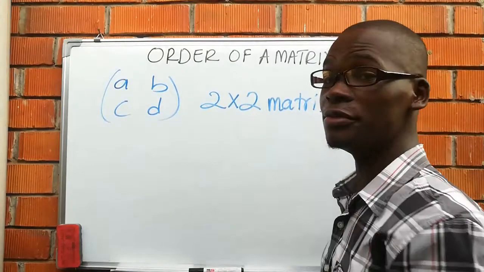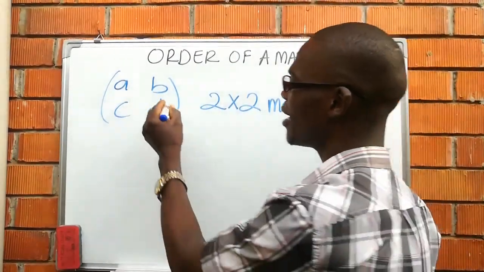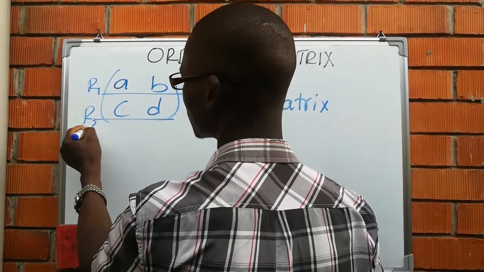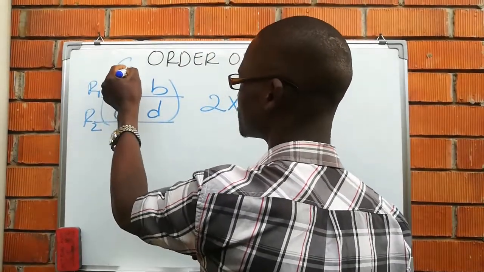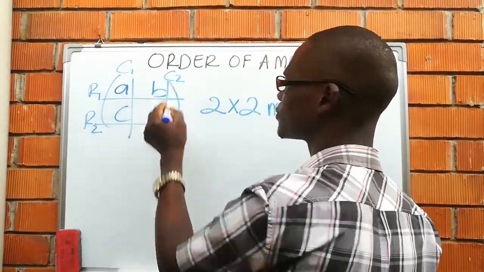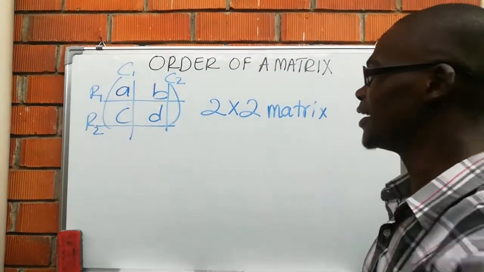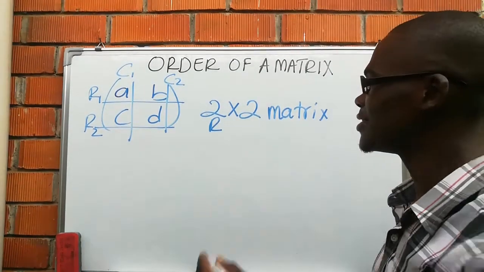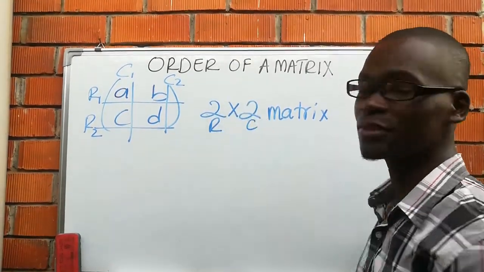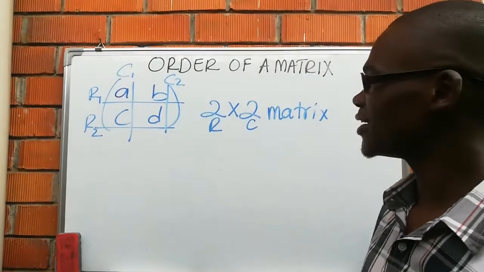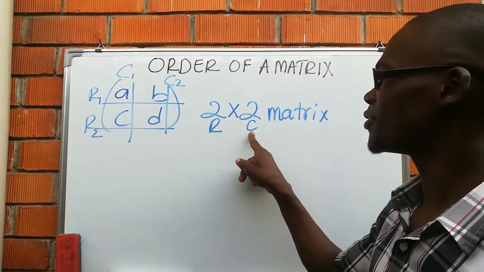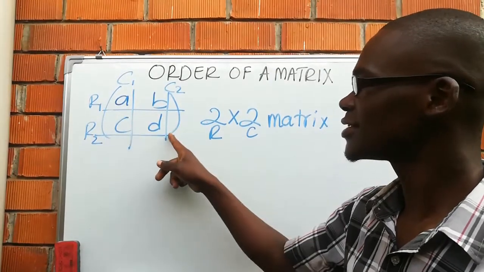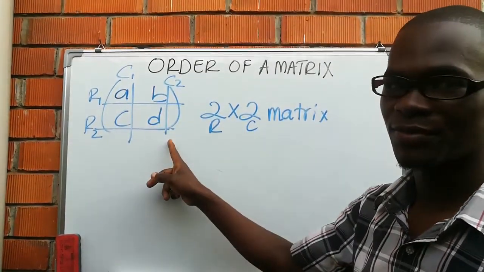Why 2 by 2? Because we have 2 rows and 2 columns, and the first 2 represents the number of rows, the second 2 represents the number of columns. So it is a row by column matrix. 2 rows and 2 columns.